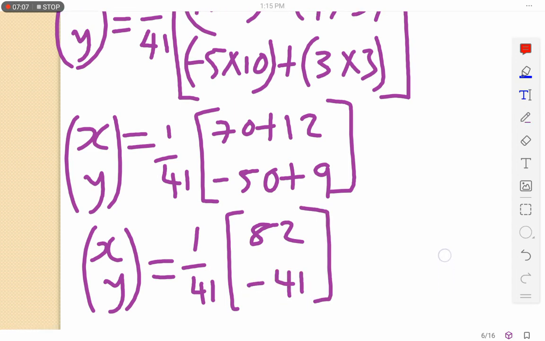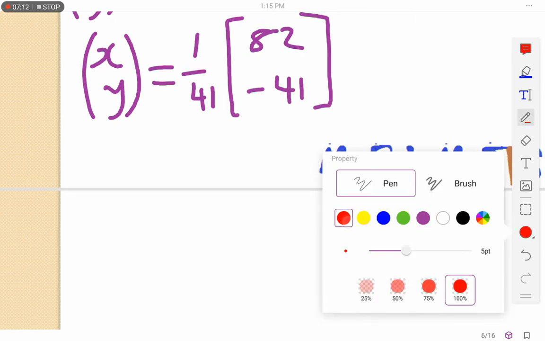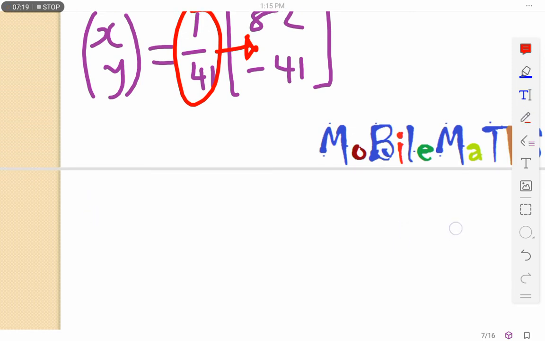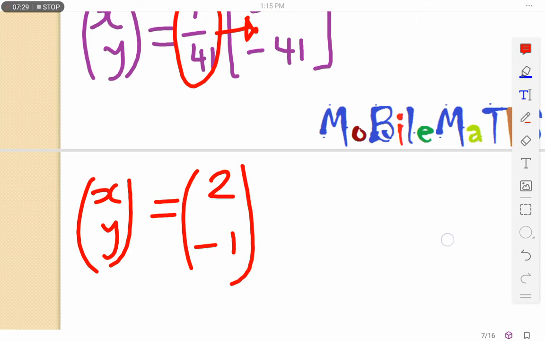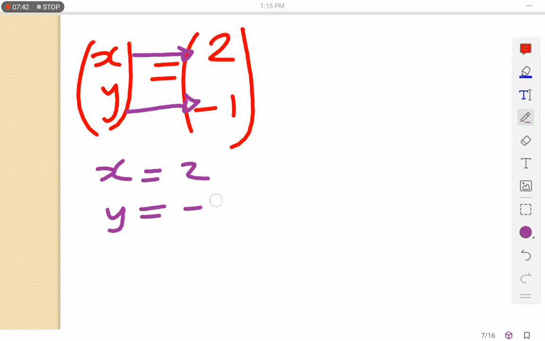Okay, now we multiply with our scalar, our 41 there. We want to multiply 41 into our matrix. So we'll get x, y is equal to 2, -1 if we multiply. So at the end of the day, we said the values of x and y are the ones corresponding to each number. Okay, so our x is equal to 2 and our y is equal to -1.